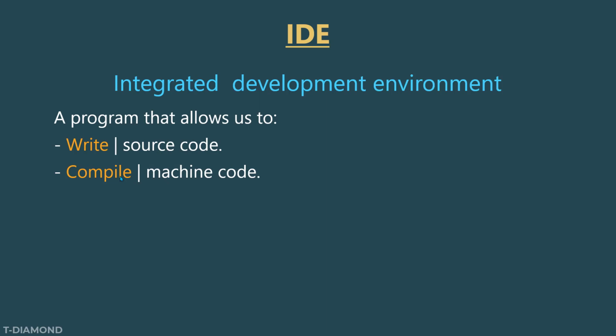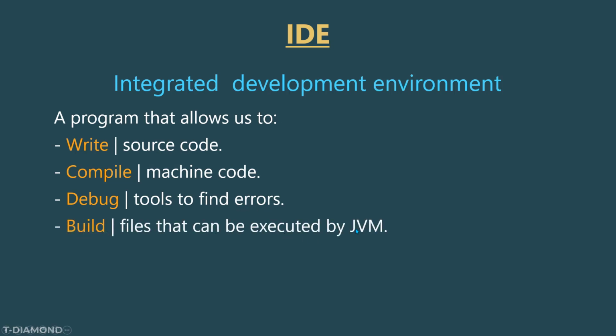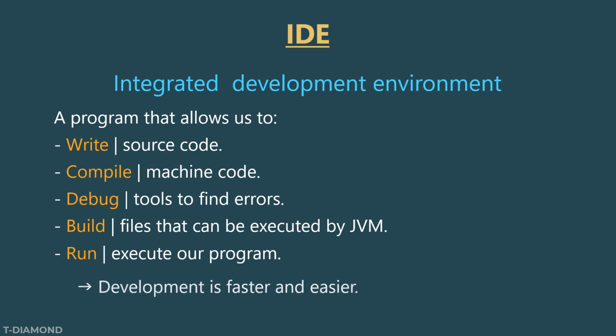Alright, now this IDE contains some tools to help us debug our program. And these tools help us to find errors in our programs. Also, we will be able to build our program from within the IDE. So after we write our source code and compile it to machine code, we will be able to build our program so that it can be executed by JVM. Alright. And finally, we can run our program from within the IDE. So we can see our program in action. So as you can see, this will make the development process faster and easier. All these tools are found inside one place, which is the IDE.